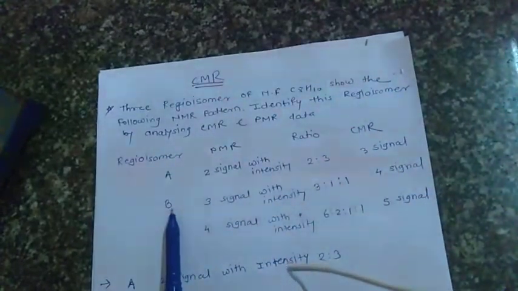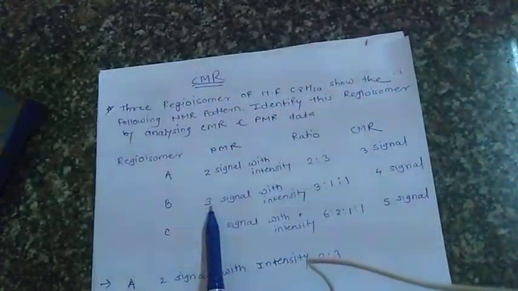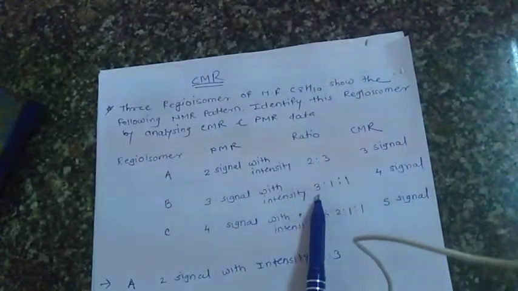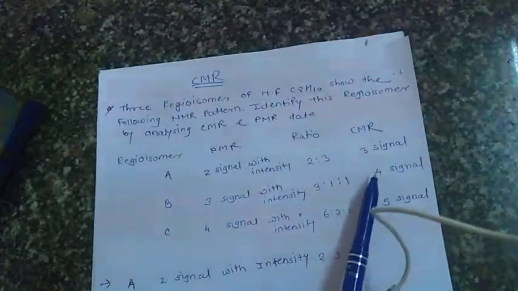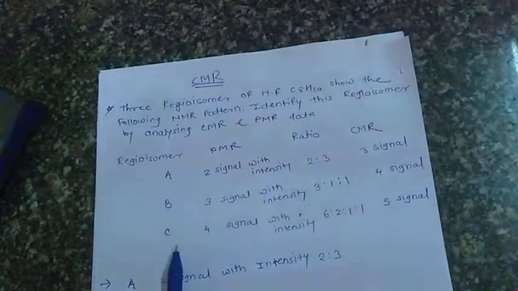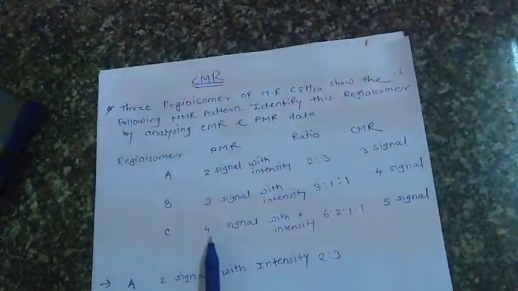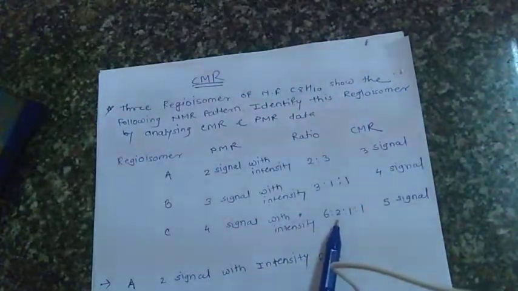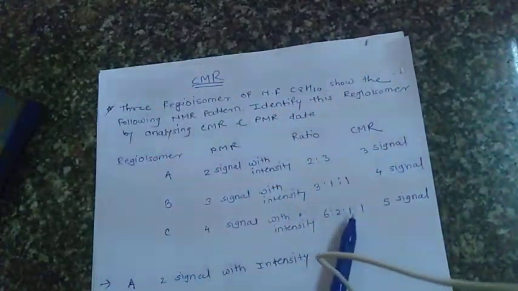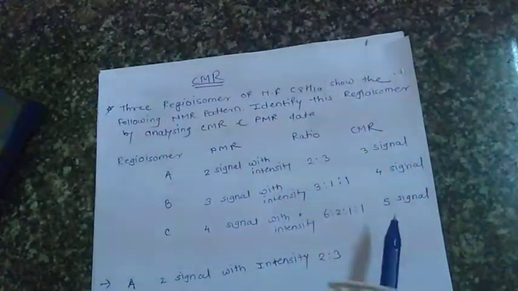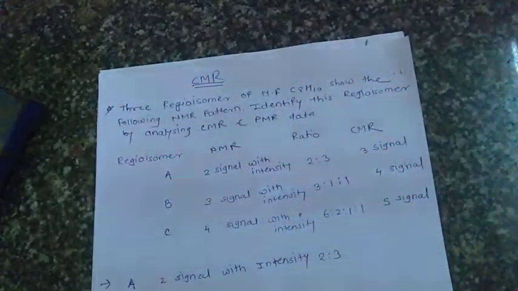For the B isomer, the PMR shows 3 signals with intensity 3:1:1. That time the CMR data gives 4 signals. For C, the PMR data are 4 signals with the intensity 6:2:1:1. That time the CMR gives 5 signals. By using this data, we have to find out the structure of the molecule.